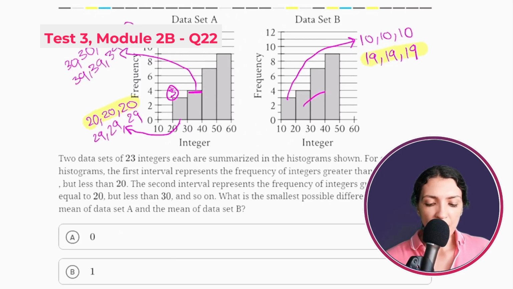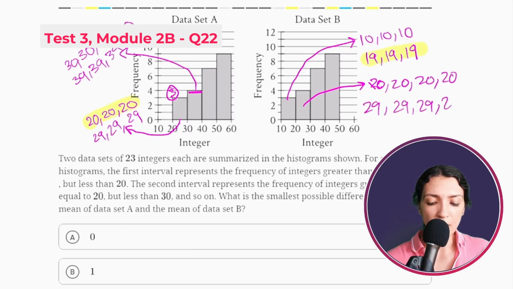Similarly, for the second bar of data set B, its height is 4. So we have 4 data points. And on one extreme, they could either be 20, 20, 20, and 20, and on the maximum, they could be 29, 29, 29, and 29. Now we're told to minimize the difference. That would happen when we have all 30s for data set A and all 29s for data set B. The difference for the second bar would be 4.